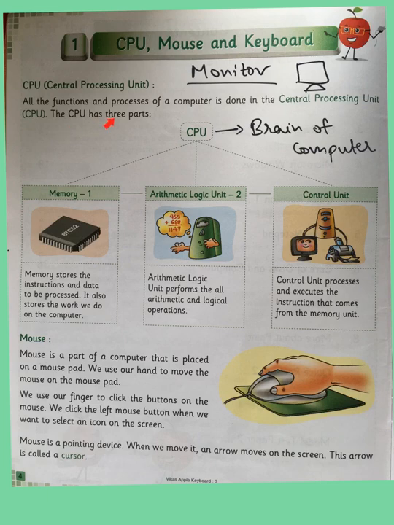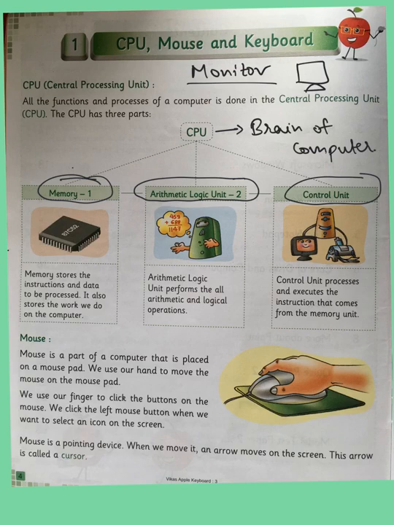The CPU has three parts. So the CPU has main three parts. Number one is memory. Number two is arithmetic logic unit. Number three is control unit. So these three are the parts of the CPU.